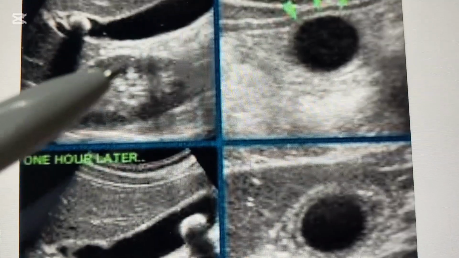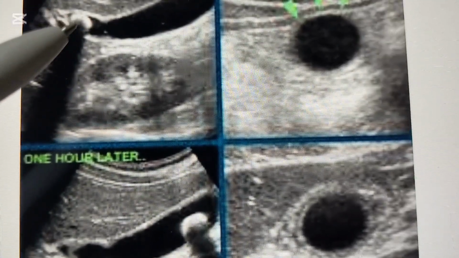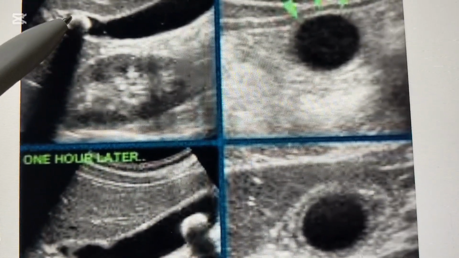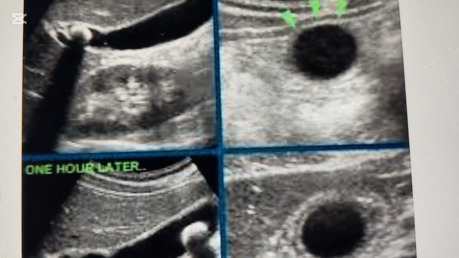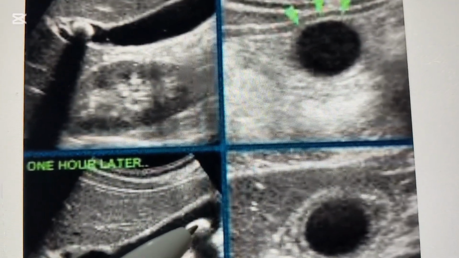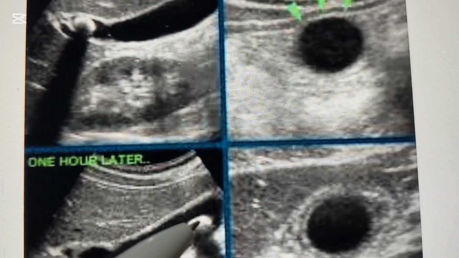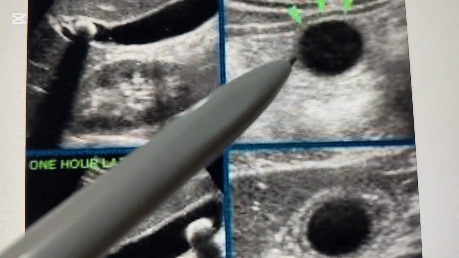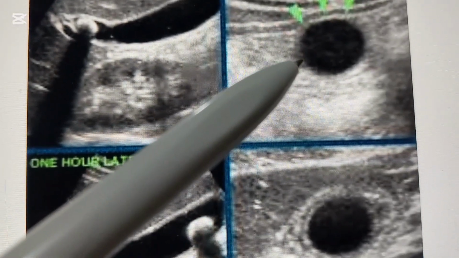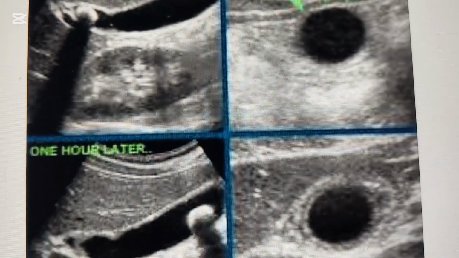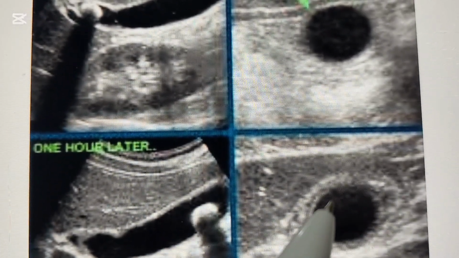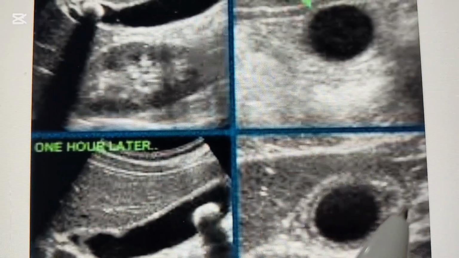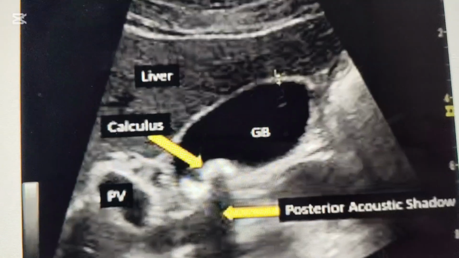You can see the different images related to gallstones. This here is a stone present at the neck of GB. This stone is present at the fundus of gallbladder. This is a normal gallbladder, shows no stone, no sludge. This is a normal GB, but its wall is edematous, thickened.